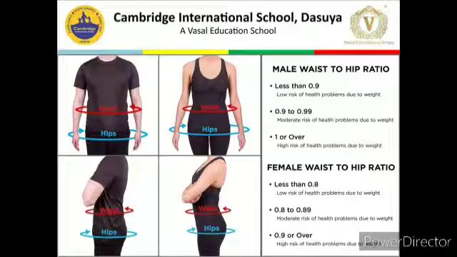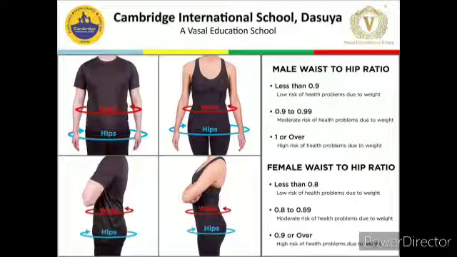They are having very high risk. Less than 0.8, no problem. 0.8 to 0.89, moderate risk of health problem due to weight. 0.9 or over, then high health risk is there. So you should come to know after this calculation what you have to do.